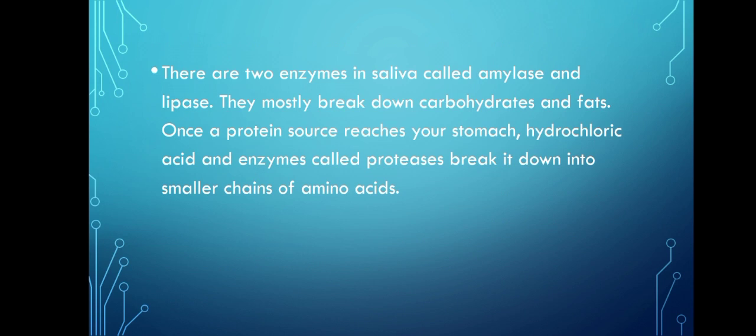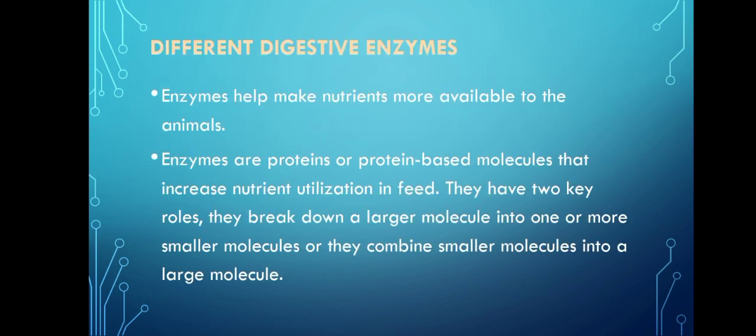So there are two types of enzymes in saliva called amylase and lipase. These mostly break down carbohydrates and fats. Once a protein source reaches your stomach, hydrochloric acid and enzymes called proteases break it down into smaller chains of amino acids. So there are different digestive enzymes. Enzymes help make nutrients more available to the animals.